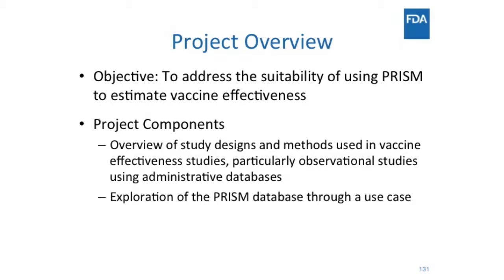So given this background and given these gaps that we recognize, our objective in this project, which began in June 2015, was to address the suitability of using PRISM to estimate vaccine effectiveness. The project really had two components. The first part was an overview of study designs and methods used in vaccine effectiveness studies, with particular attention to observational studies that used administrative databases. And then the second part of our project was really to explore the PRISM database through a use case. This project was done in collaboration with the Harvard Sentinel Operations Center, as well as a number of vaccine experts from around the country.